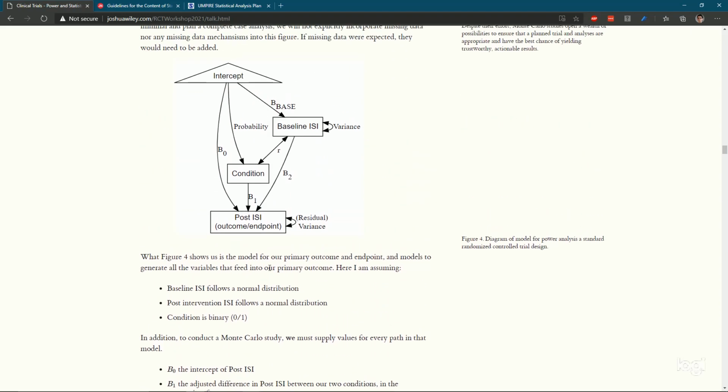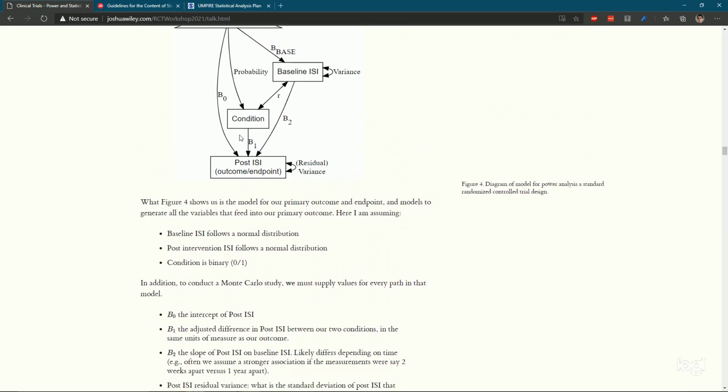B0 is the intercept of post-ISI. B1 is the adjusted difference in post-ISI between CBTI and sleep hygiene. B2 is the slope, the regression slope between baseline ISI and post-ISI.